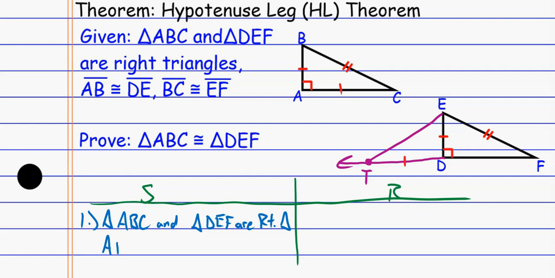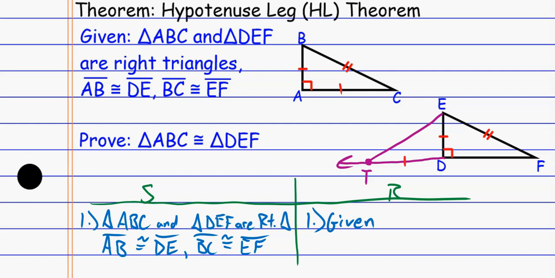Those are right triangles. AB is congruent to DE. Oh, the tediousness of geometry. Write all these things down. And that was given. Okay?